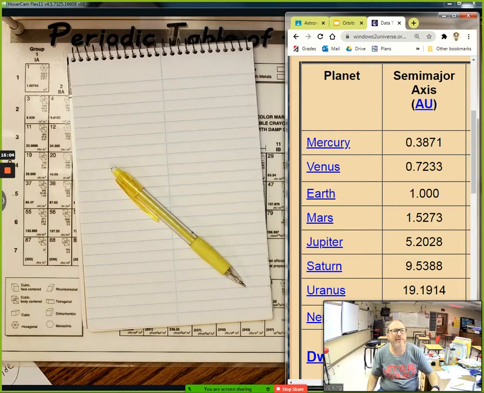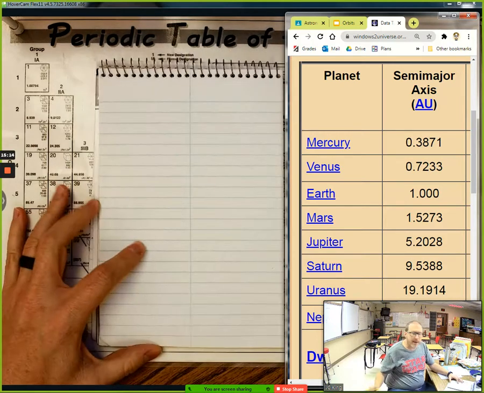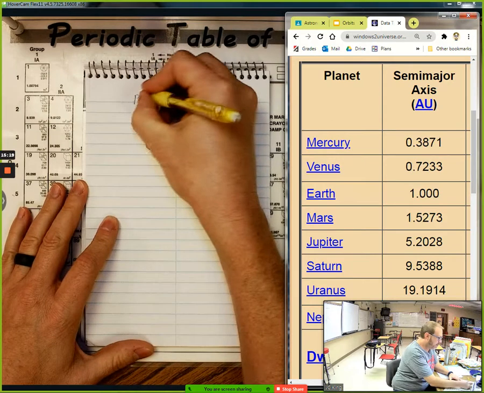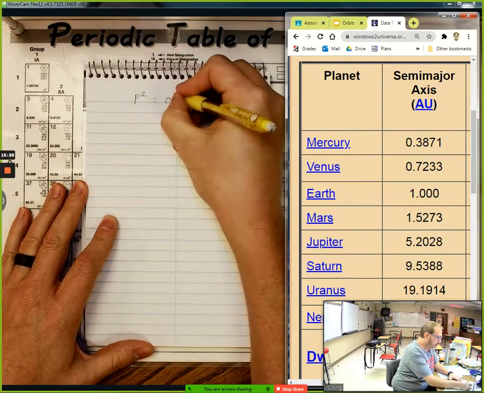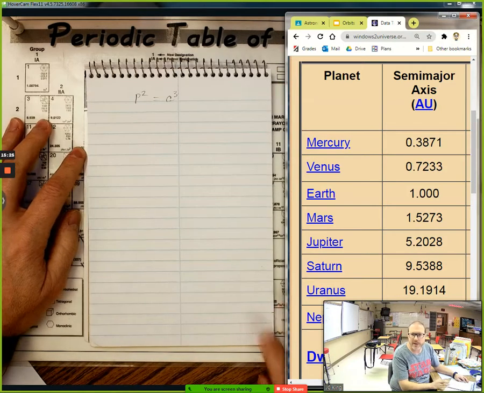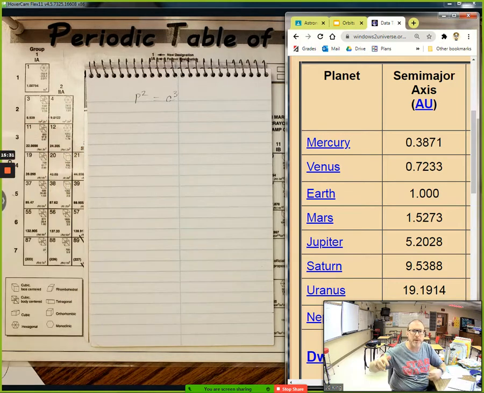All right, so we're going to go with Venus, Uranus, and Neptune. And we're going to see if we can confirm the p squared equals a cubed relationship that Kepler came up with. Okay, p squared equals a cubed, where p is period and a is semi-major axis, or average distance from the sun.